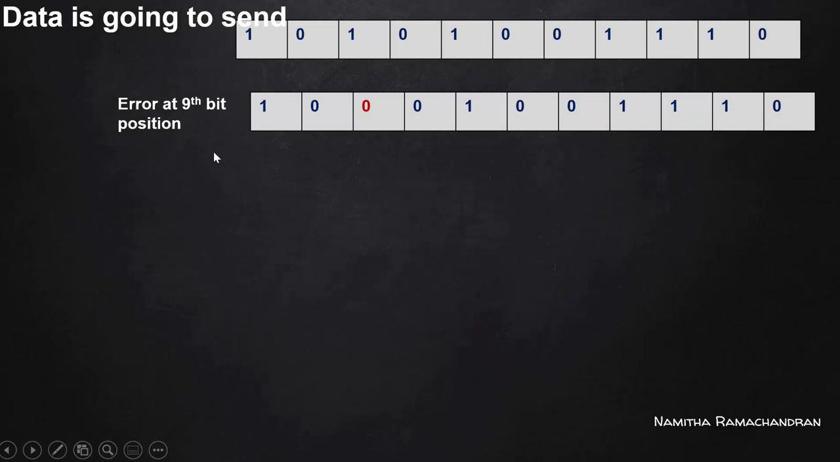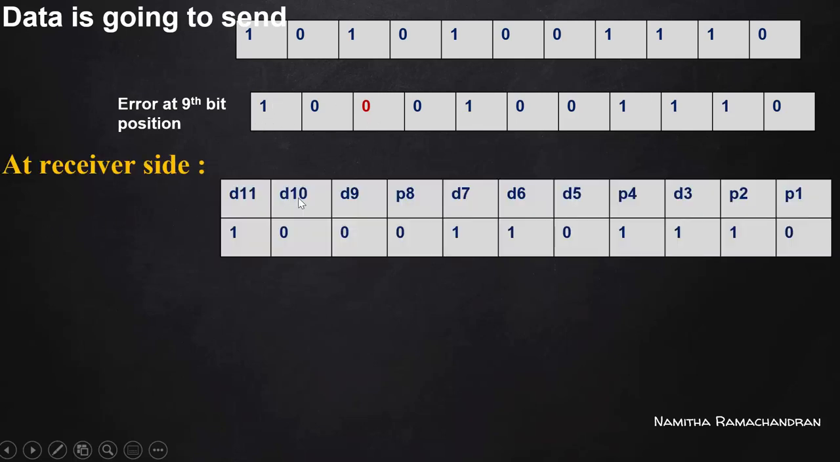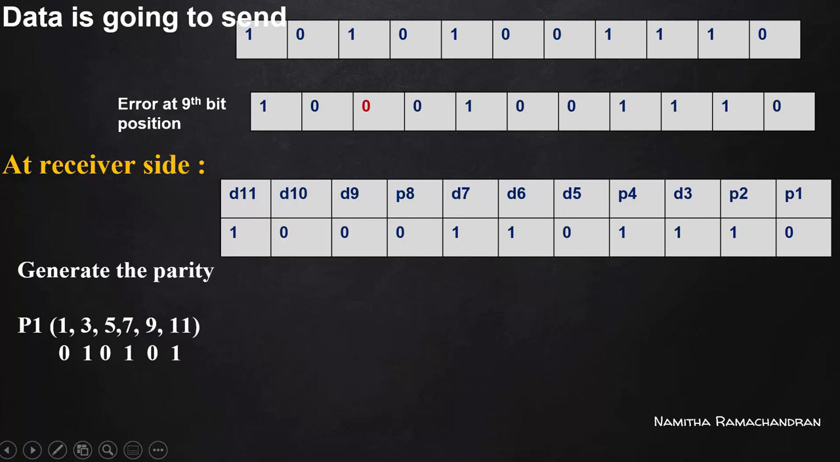Okay, consider one more example. At the ninth position, the actual data contains value 1. While transmission, a certain error occurred, so this value gets changed to 0 here. So at the receiver side, this is the data which is received. So the received data contains an error at location 9. We follow the same procedure for this.